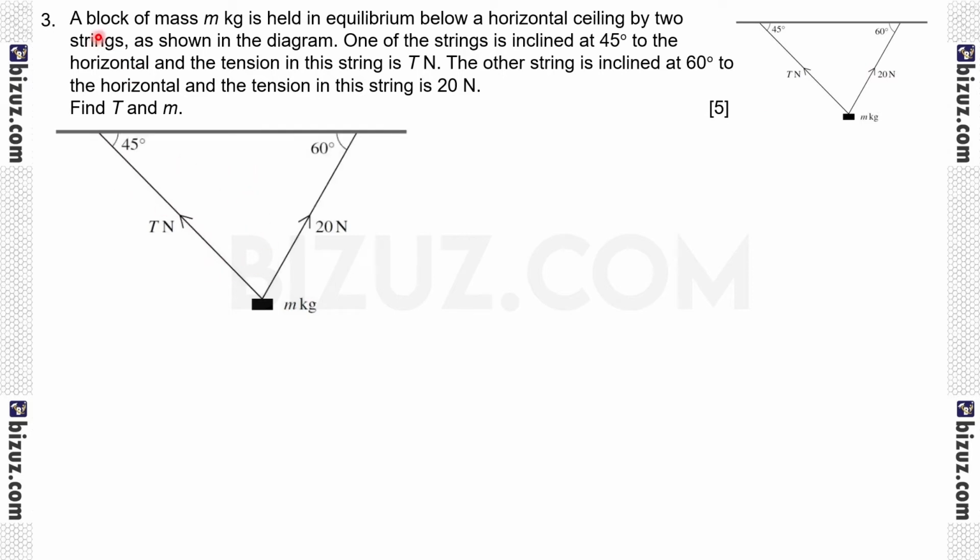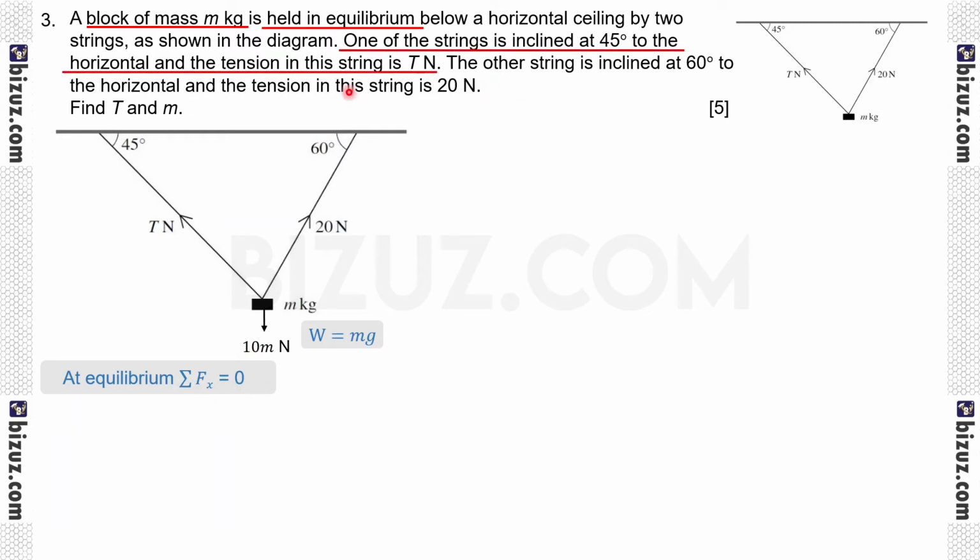Now it says that there is a block of mass m kg. So this is the block with a mass of m kg. So its weight is 10m Newton since W equals mg. Now it's held in equilibrium. So at equilibrium, we know the summation of all forces in a given direction is equal to 0.